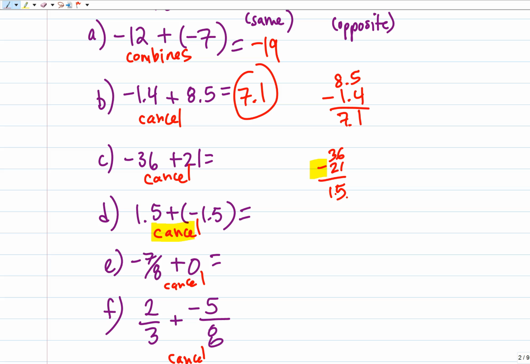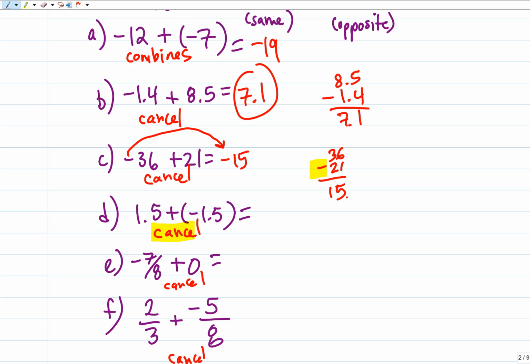But the answer isn't 15, is it? Why is it negative 15? Because we had more negatives, so that's what we're left with. Could I type that in my calculator and it'll tell me negative 15? But there should be some sense behind it, okay?